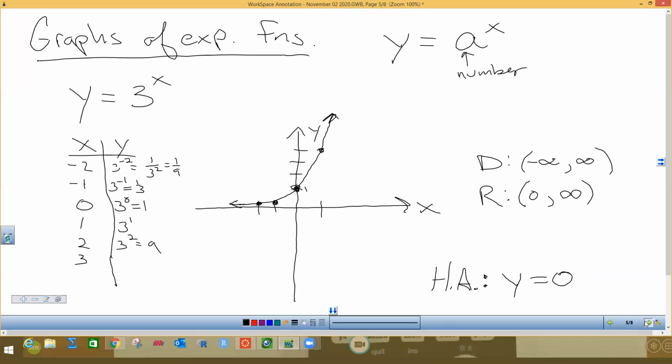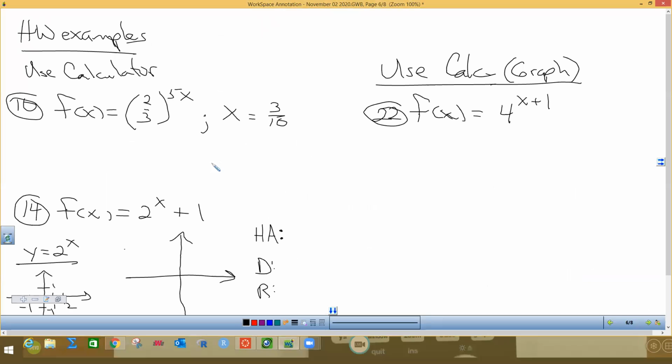So we're going to go over and do some homework problems. These are problems off your homework, and I'm going to do a calculator problem and show you how to do this. So let me get this screen up right now. And let's see, we've got 2/3 to the 5x power.